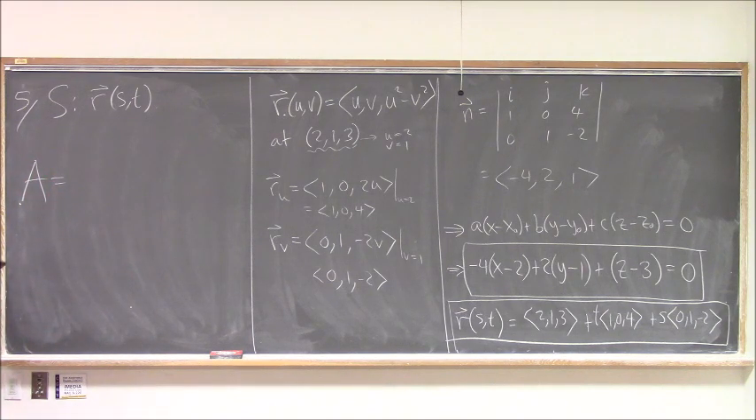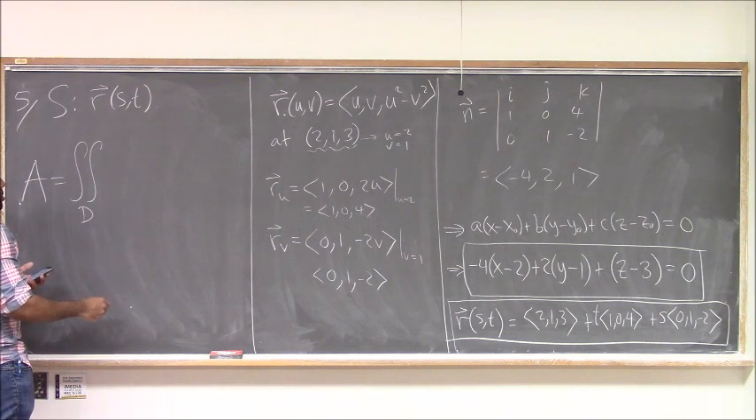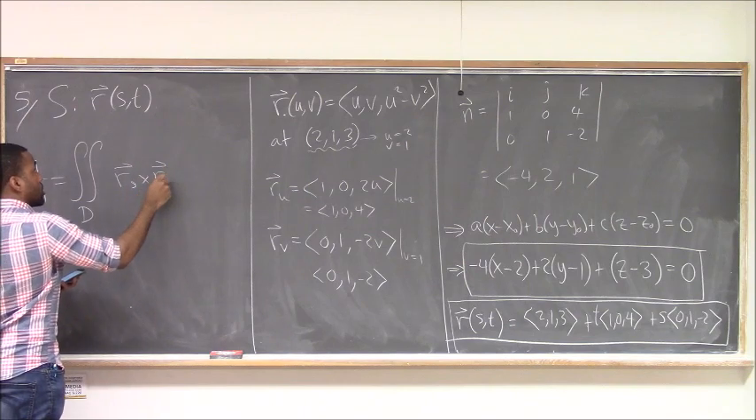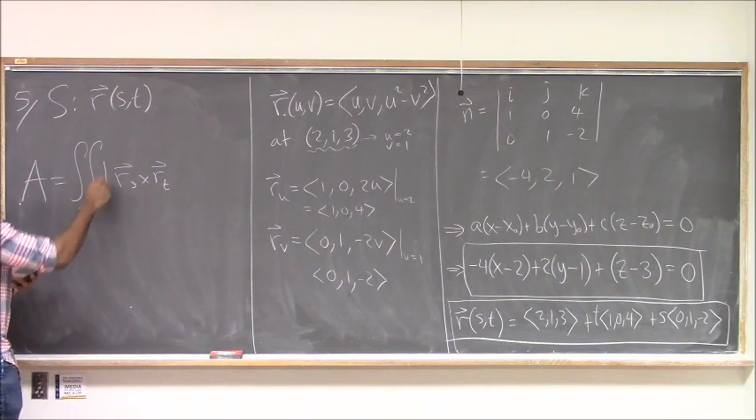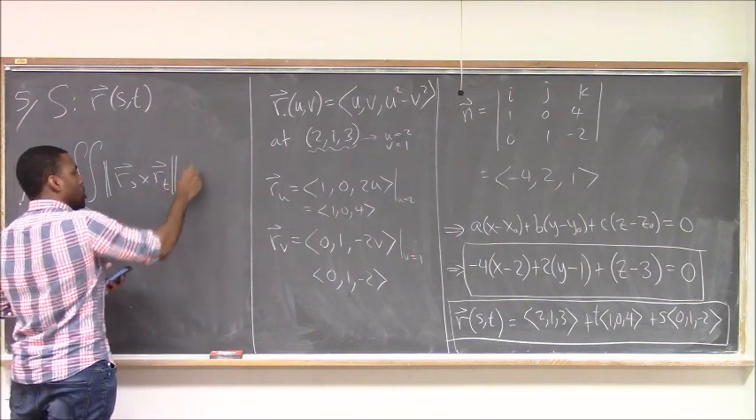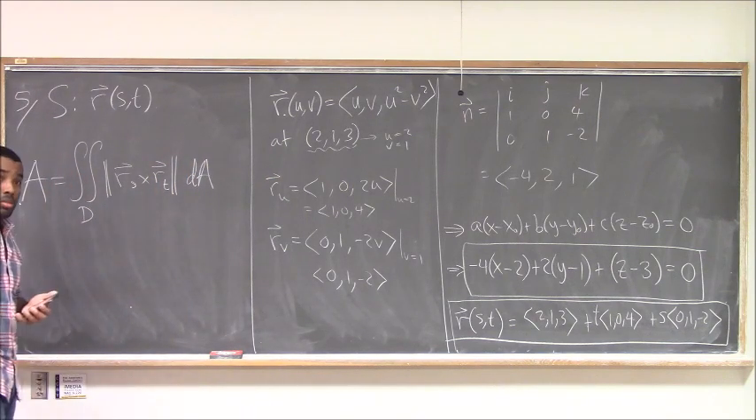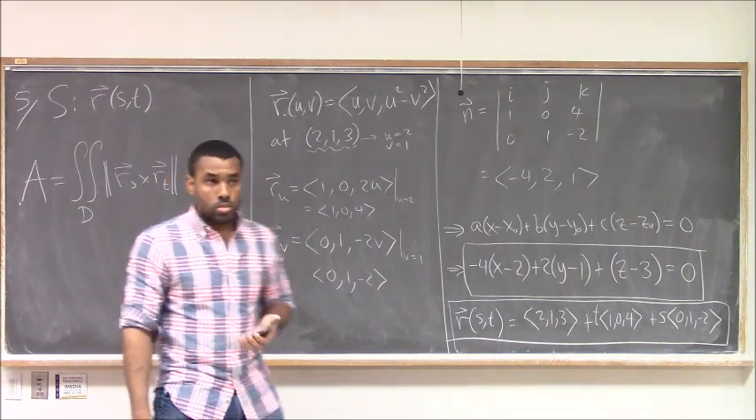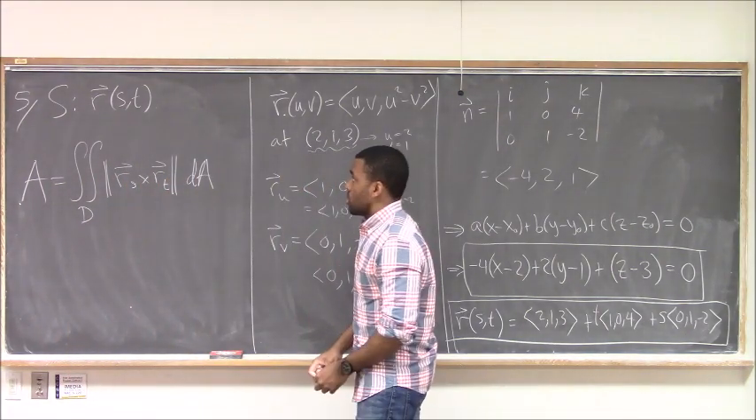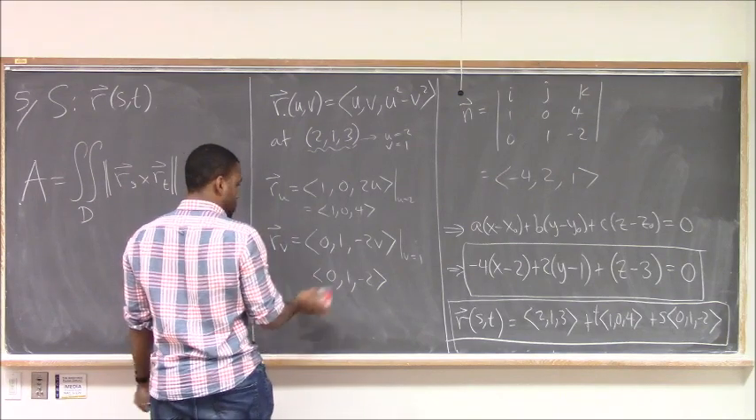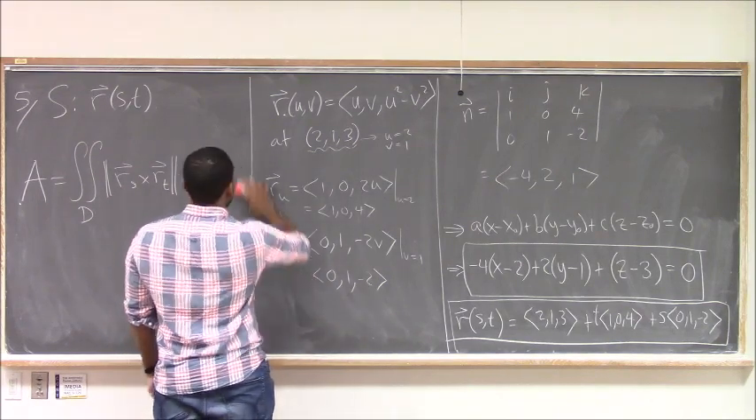The integral of the magnitude of r_s cross r_t dA. So it's the magnitude of the normal dA. Professor, would that work if instead of r_s and r_t it had u and v? You have another version, so the variables used might be different.